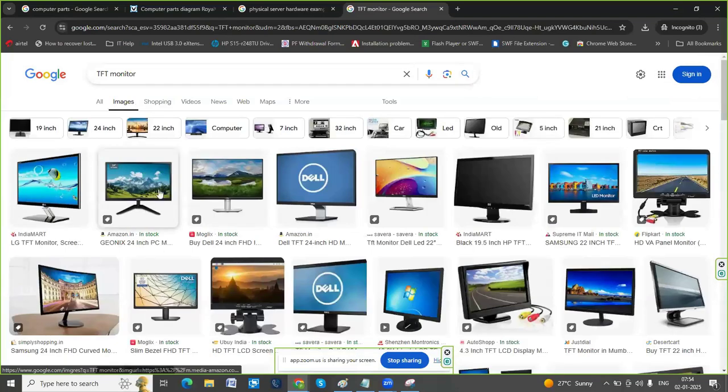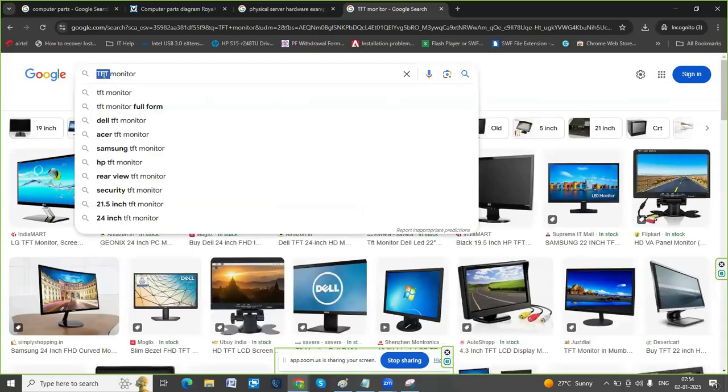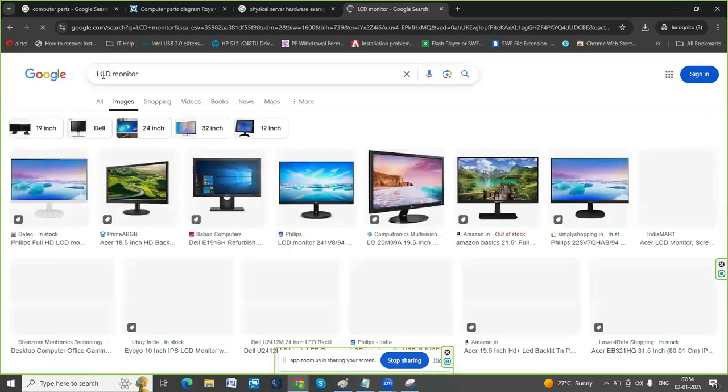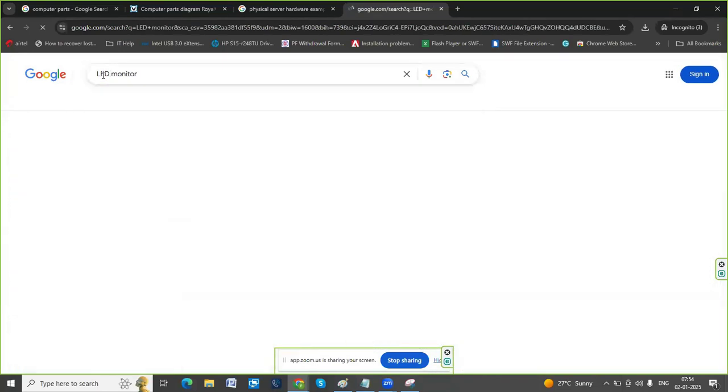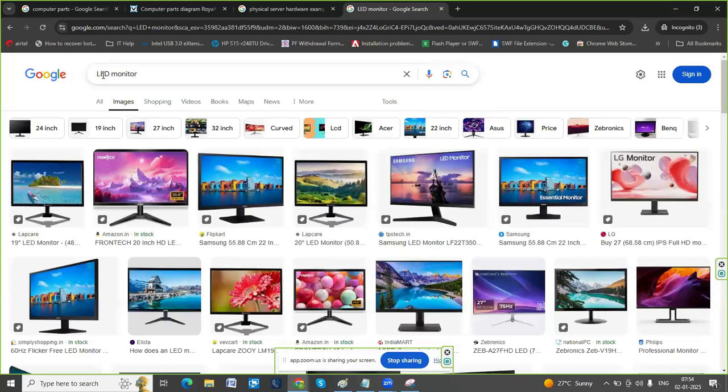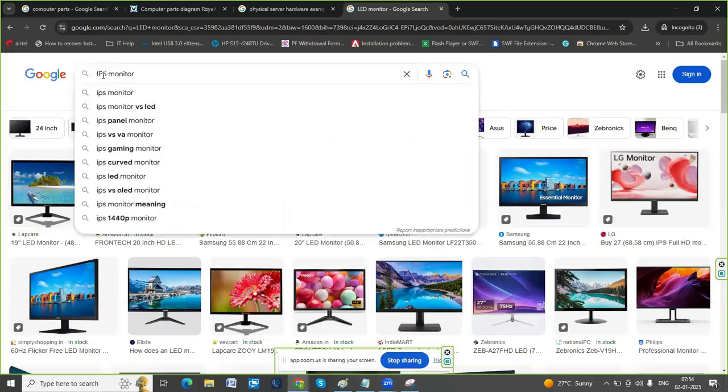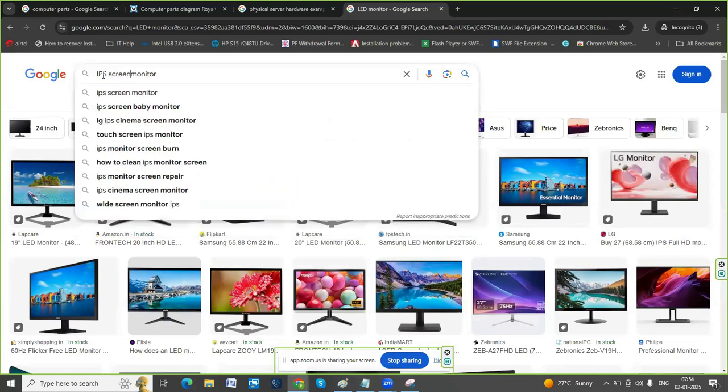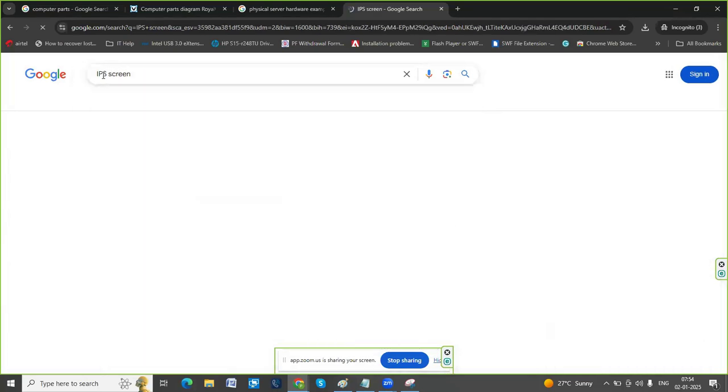Again, TFT has two divisions: one is the LCD monitor, one more is the LED monitor. LCD, LED, what is the difference? When you are seeing LCD, we can say LCD works similar to the IPS screen in your mobile. What is the role of the IPS screen in your mobile? How does it work?